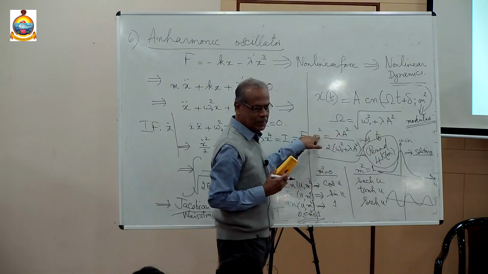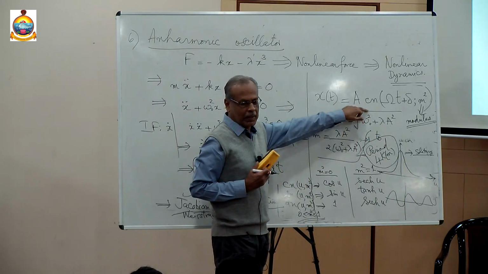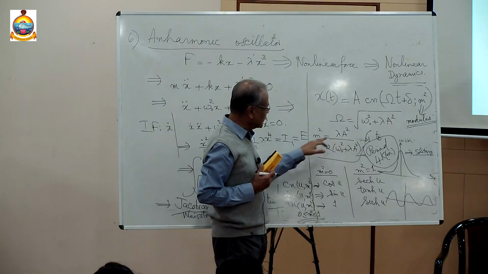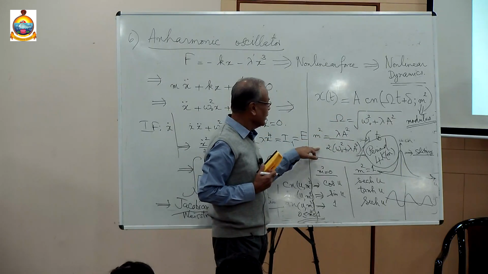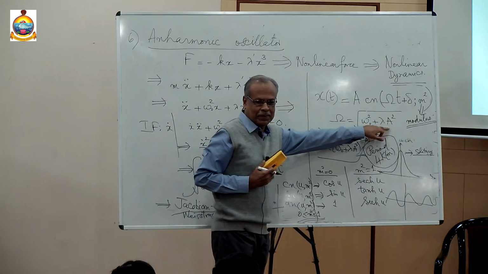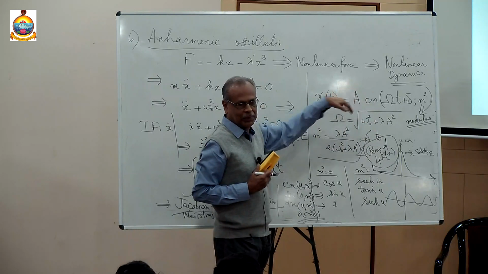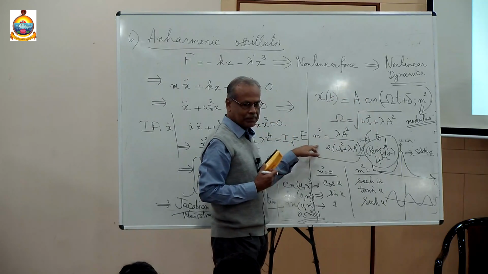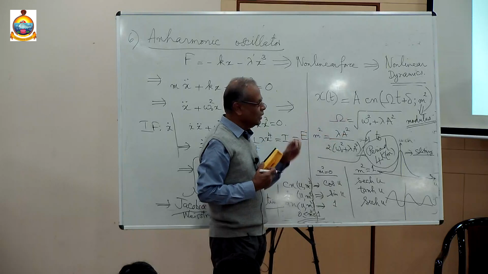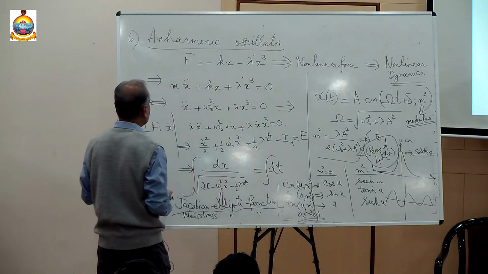If lambda is 0, m square is 0. So Cn becomes cos. But when lambda is non-zero, m square is non-zero. Correspondingly, omega depends on a. Initial condition dependence is shown. So these are all interrelated. The dynamics becomes more general, more complicated, and so on.